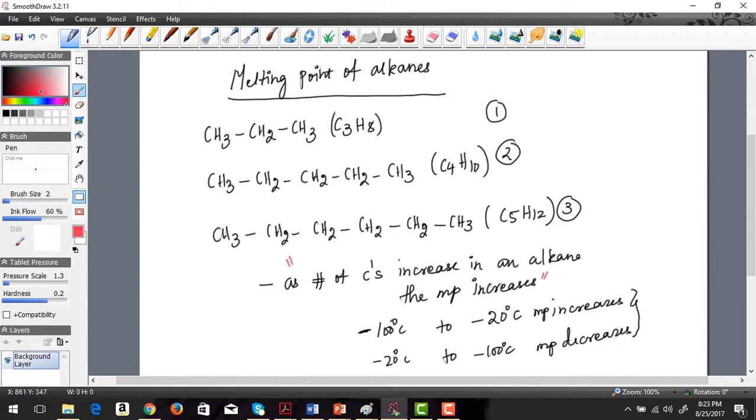So which one would have the highest melting point of the three? Compound 3 would have the highest melting point, 2 would have the second highest melting point, and 1 would have the least of the 3. Now let me come back and recapture this, because increases and decreases are used in a slightly different context in chemistry than in our everyday life.